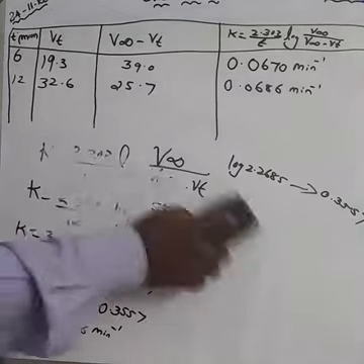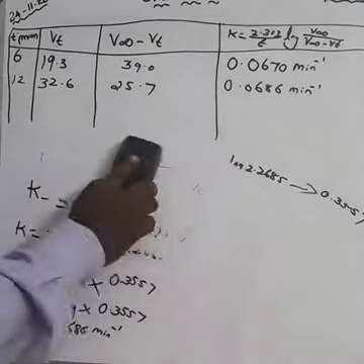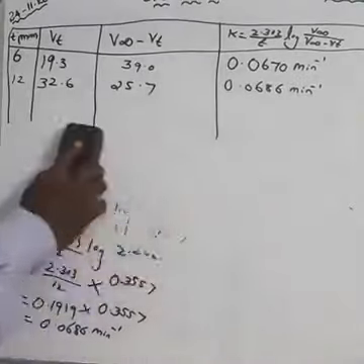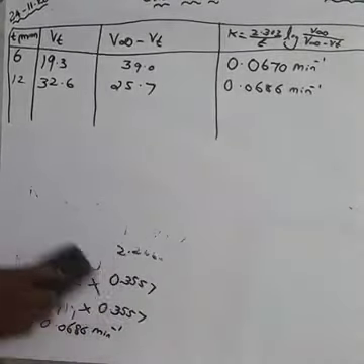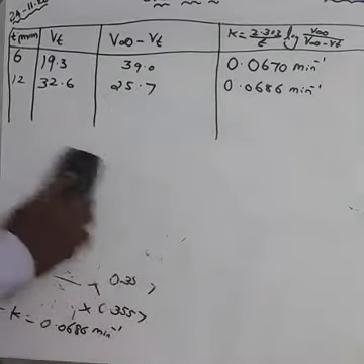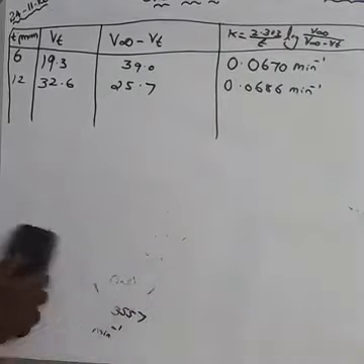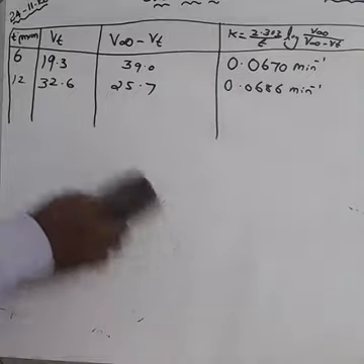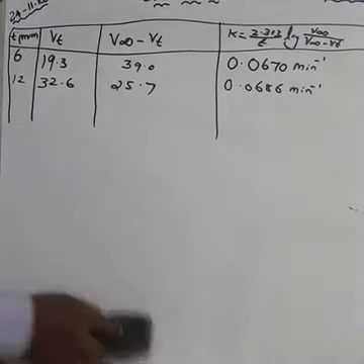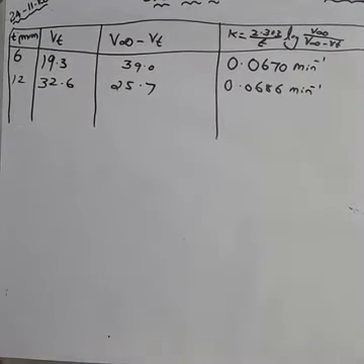Okay, shall we calculate the next one? We can calculate for t equal to 18, and again for t equal to 24, like that. We have to calculate them all, then only we get the correct answer. So we shall do the next 6 minutes, that is 18 minutes.